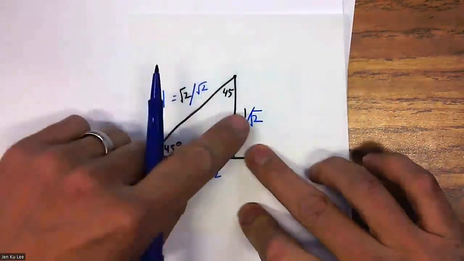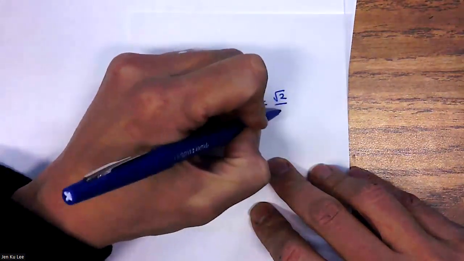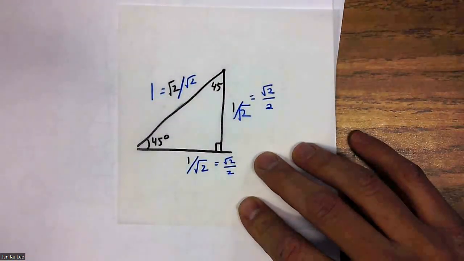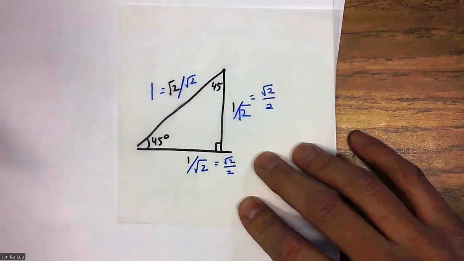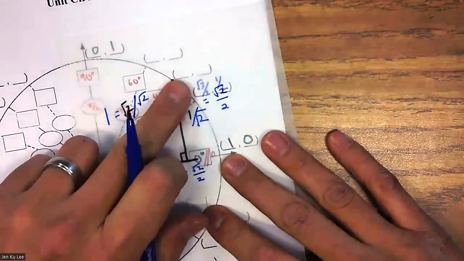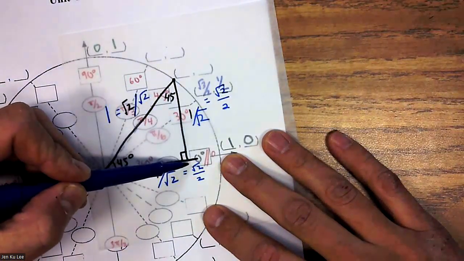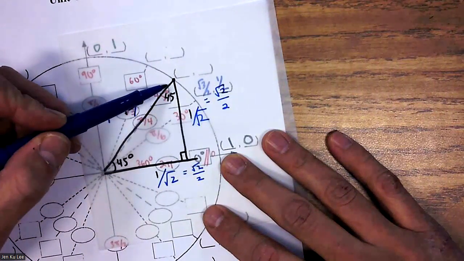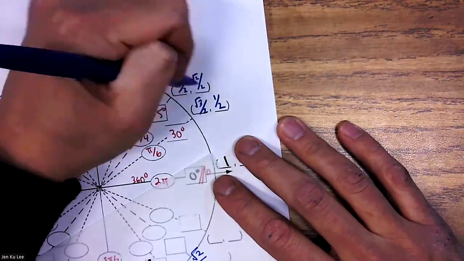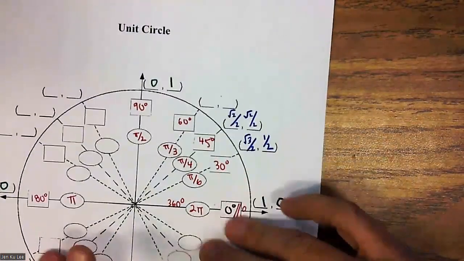Okay? So 1 over square root of 2. If I rationalize the denominator, it's square root of 2 over 2. This guy is also square root of 2 over 2. Make sense? If I just rationalize the denominator. So now if I look at this, the coordinate of this point here is going to be square root of 2 over 2, square root of 2 over 2. Right? Okay, so that's how we got that as my coordinate. Cool?